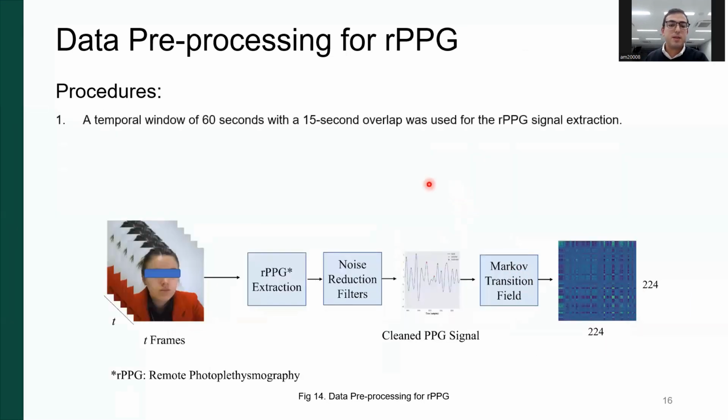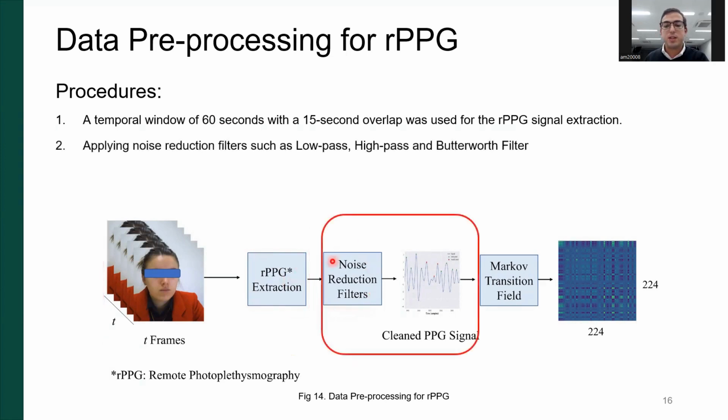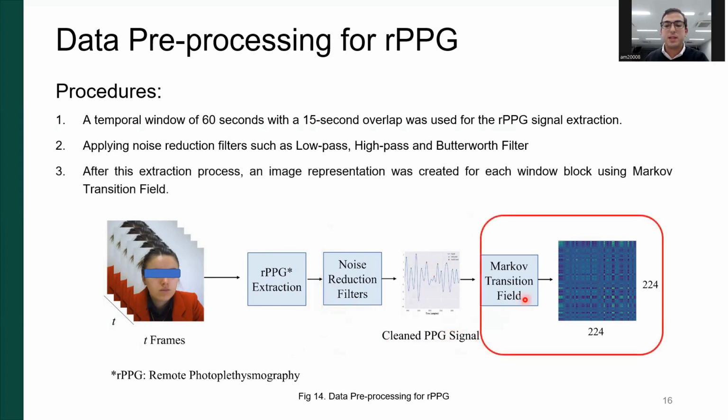For the rPPG, we have the same thing. We have a 60-second window size and 50-second overlap. For rPPG extraction, we then apply noise reduction filters to get the clean PPG signal. And then finally, we apply Markov transition field to get the final image representation.